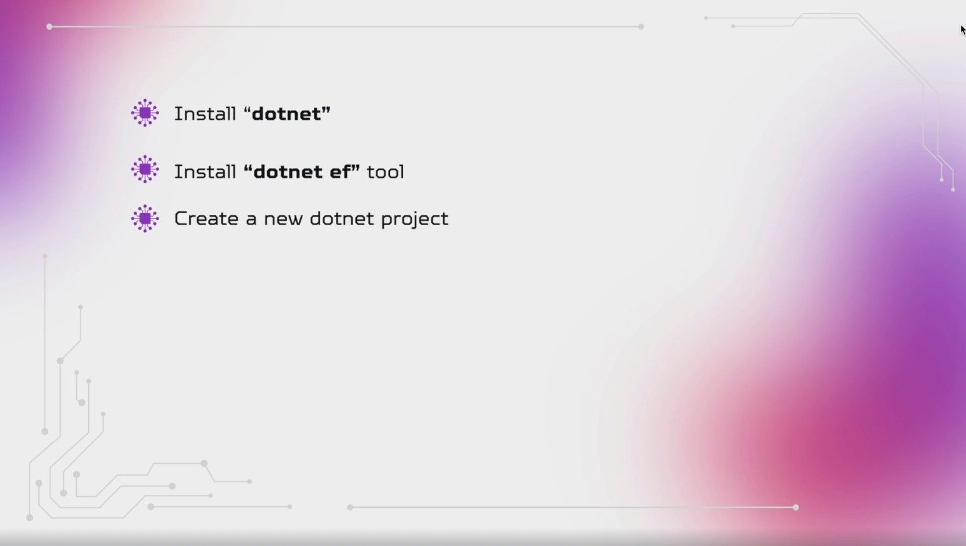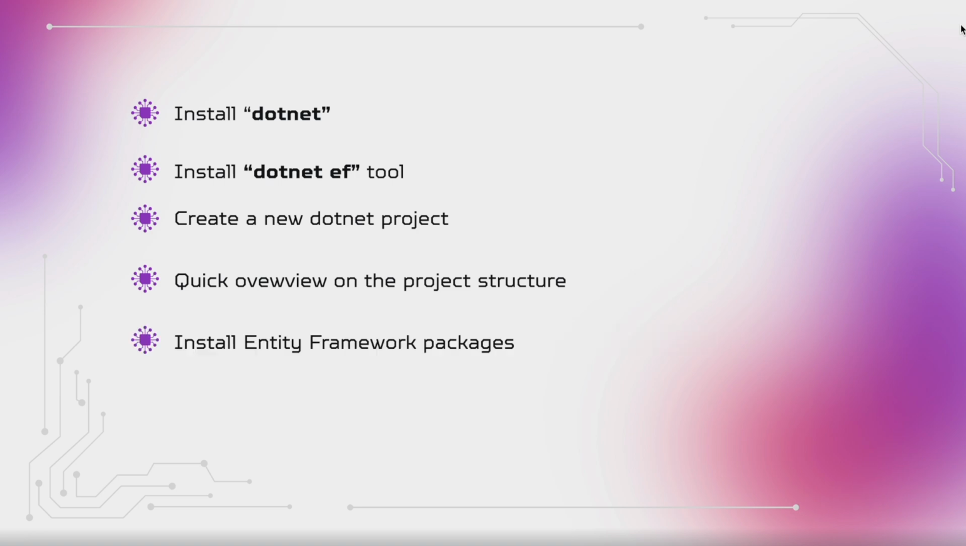First, we'll install the .NET SDK so we can create and run projects. Then, we'll install the Entity Framework Core CLI tool to manage the database from the terminal. After that, we'll create a new web API project using Visual Studio. And we'll take a quick look at the project structure. And finally, we'll add the Entity Framework Core packages that we need to work with SQL Server.